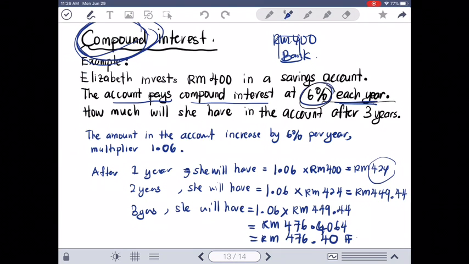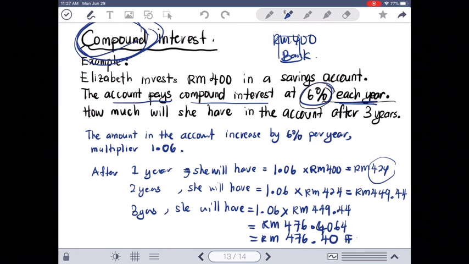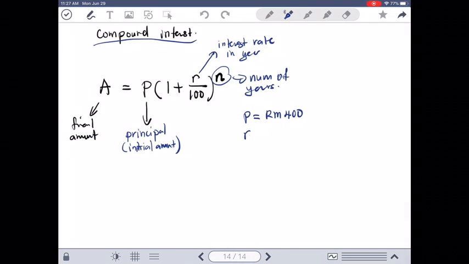If we look at the previous example, we will try to apply the new method to the same question. Elizabeth invested RM400, which means that our P is equal to RM400. And in the savings account, the account pays compound interest at 6% each year, which means that our R is 6.